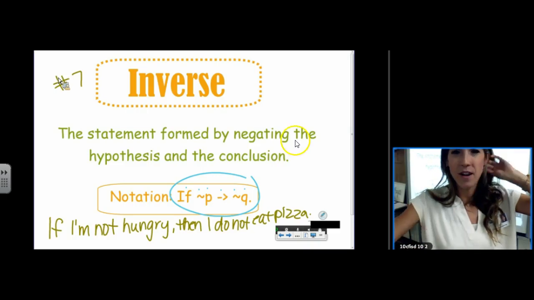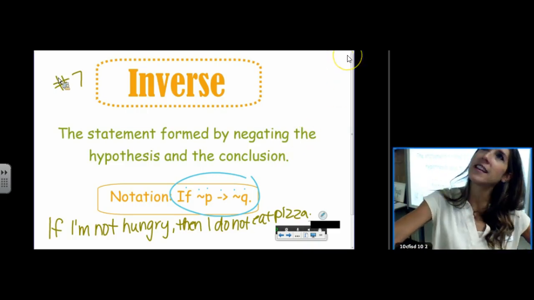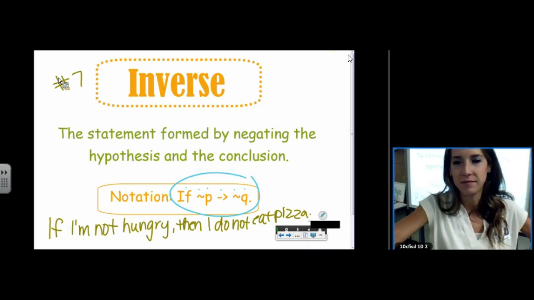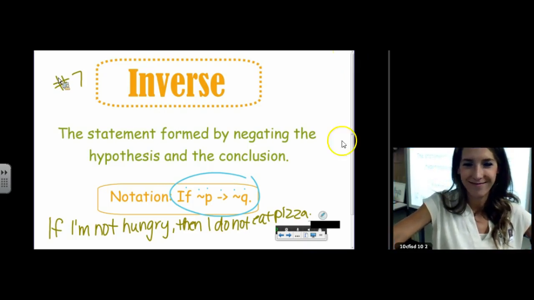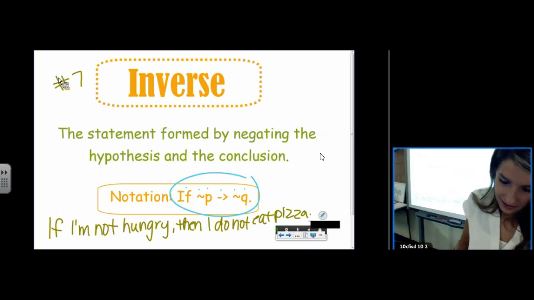Do you guys ever eat when you're not hungry? That's the worst. I eat when I'm bored sometimes. I just stroll into the kitchen and I'm like, that looks good. I'll eat some popcorn. Okay. We're getting close, guys. We're getting close.